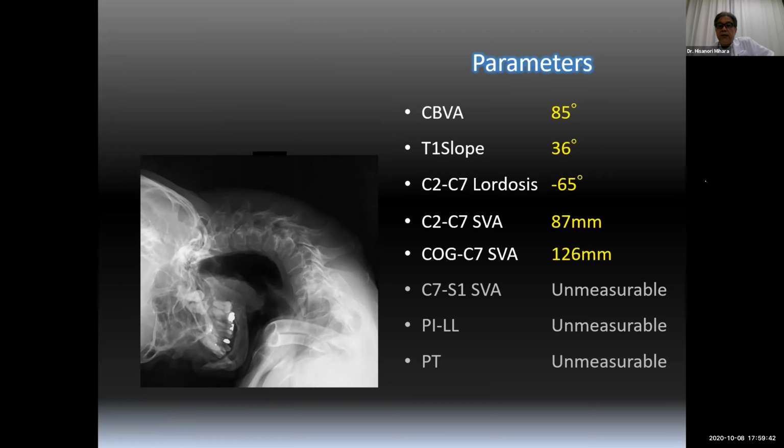Chin brow angle was 85 degrees. T1 slope was 36 degrees. C2 C7 lordosis was minus 65 degrees. C2 C7 SVA was 87 millimeter, and C0 C7 SVA was 126 millimeter, all significantly abnormal. We could not measure C7S1 SVA, PI, PT, or LL because she could not keep standing. We could measure T1 slope as 36 degrees in sitting position.